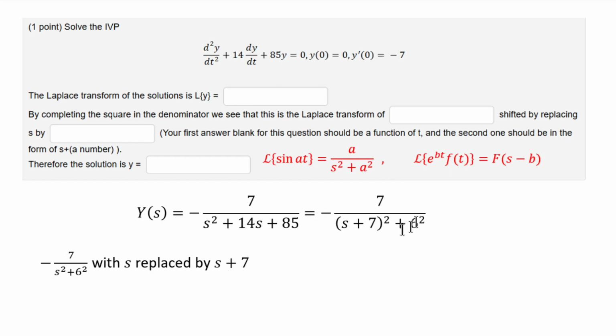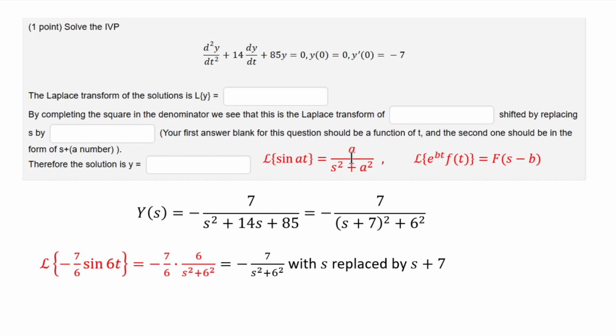So first think of this right term as this, but then try to link this with this by first thinking about 6 over s squared plus 6 squared, because these two numbers should match. And for these two to be equal, you really need to multiply by negative 7 over 6, so that 6 cancels and you get negative 7, right? And from this, you can figure out that the function that would create this as the Laplace transform would be negative 7 over 6 sine 6t, okay? So this question is first asking you to find out what this function is without the exponential part.